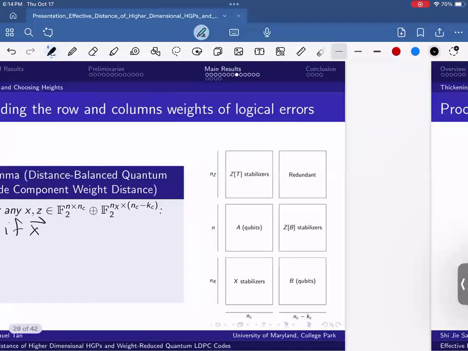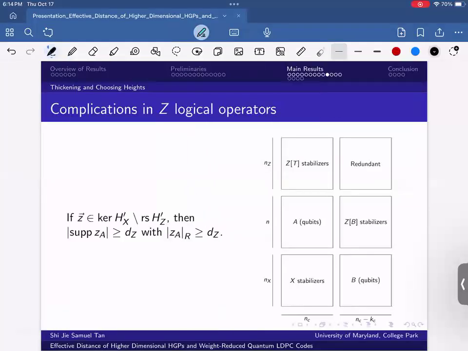So I guess the main proof technique behind this is to show that any linear combinations of X logical operators as well as X stabilizer generators will still span the number of rows or columns in that sense. For the Z logical operators, it's a bit more complicated because there are stabilizers on both sides that can annihilate our operators, so it's harder to analyze. But we use a proof technique similar to what Tillich and Zémor use for the hypergraph product codes.